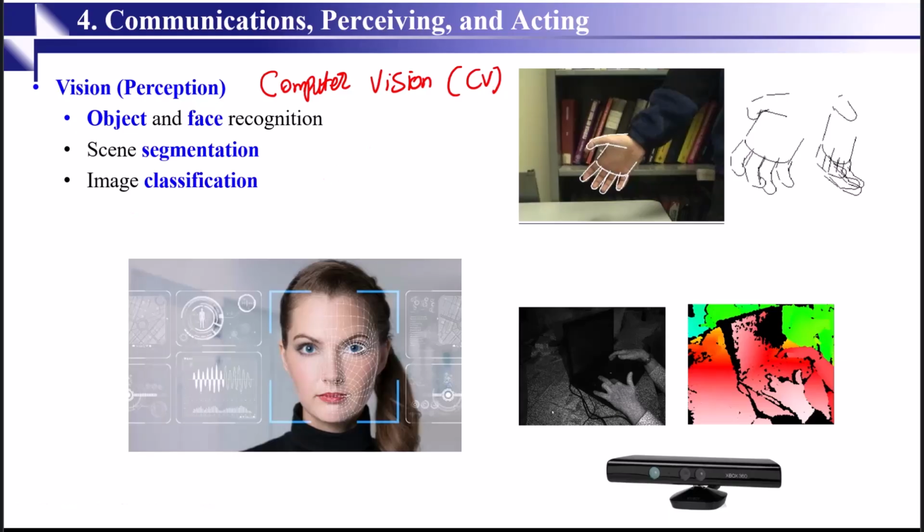For example, it can be used for object recognition, face recognition, scene segmentation, and image classification. And there are many applications for each one that you can think of. For example, autonomous driving, Tesla cars, robotics, medical imaging, right? These are all applications of computer vision.